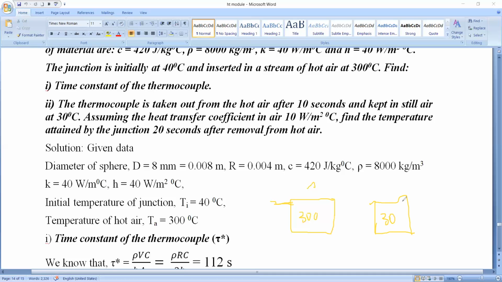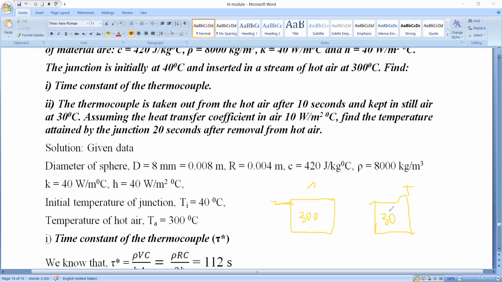Now what he is asking is, after 20 seconds, what will be the temperature attained by the thermocouple junction?